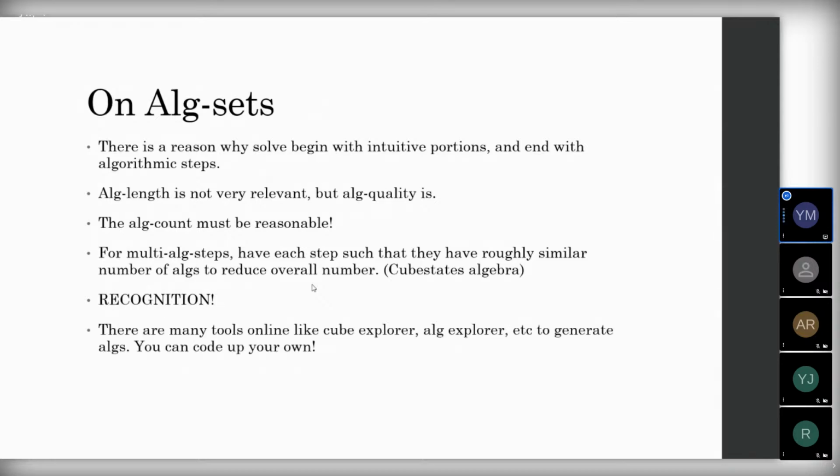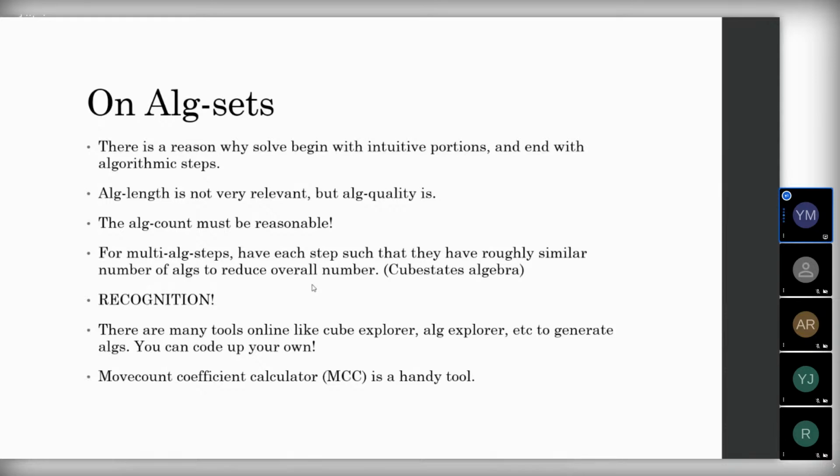And if you want to make algorithms, there are a lot of great online tools like Cube Explorer, Alg Explorer, and there are a lot more. The thing that I prefer to do is I try to code up my own algorithm generator, because that gives me the freedom to do things. But if you're not big into coding, then you can look up Cube Explorer, Alg Explorer, and you can make an entire algorithm set, using which you can come up with the algorithms, and then you can sort through which ones are the best and the worst, and then you can rate your algorithm set.